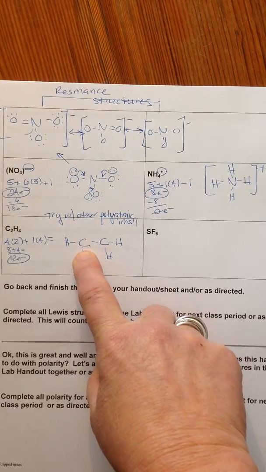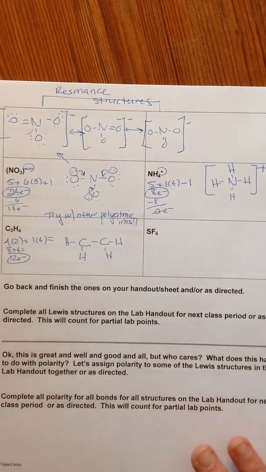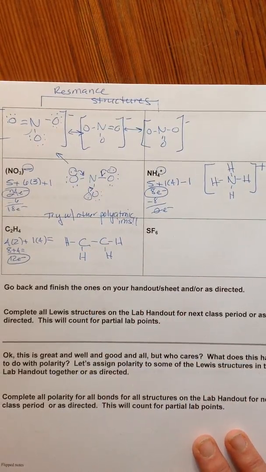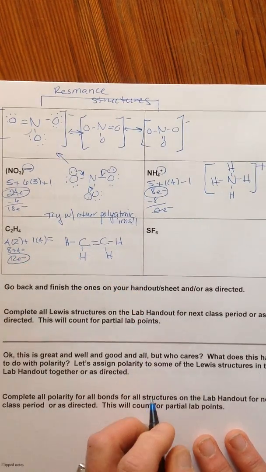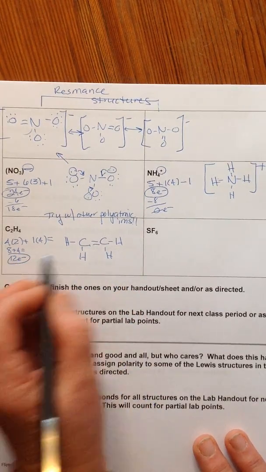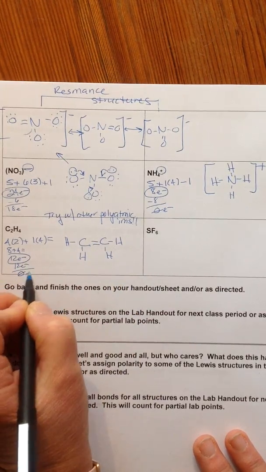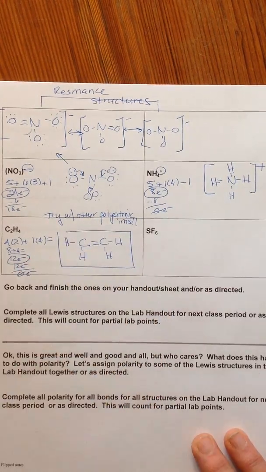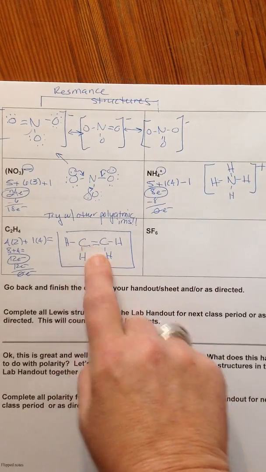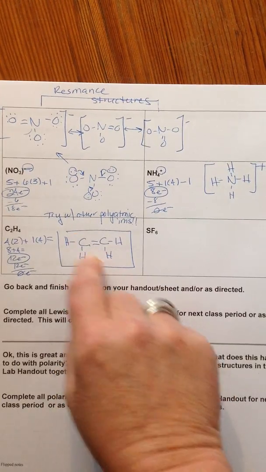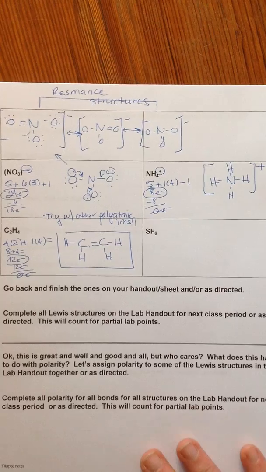Carbon here only has 6. Carbon here only has 6. No lone pairs on carbon, so we're going to double bond it. Let's count now. 2, 4, 6, 8, 10, 12. There are no electrons remaining. Everybody's happy in this structure, so this is our Lewis structure for C2H4.